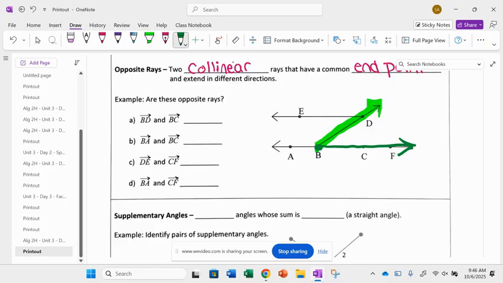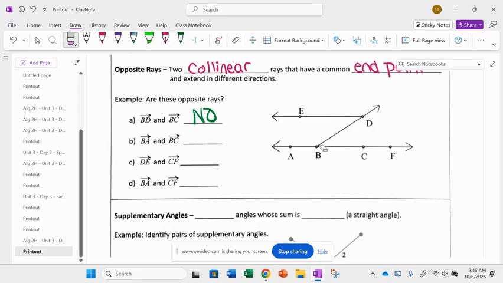Bella? We want them to have the same vertex. That's true. We want them to have the same endpoint, which is B. You want to try again? No? Stella? Because they're not on the same line. So remember, they have to be on the same line and they have to go in different directions. Are these even going in different directions? No. So are these examples of opposite rays? No, they're not opposite rays. Okay, let's try the next ones.